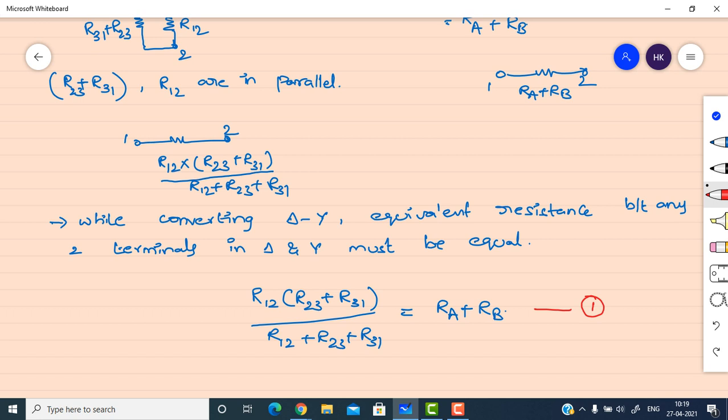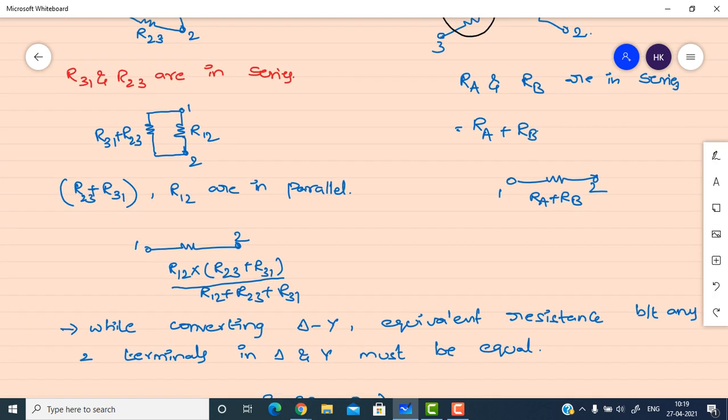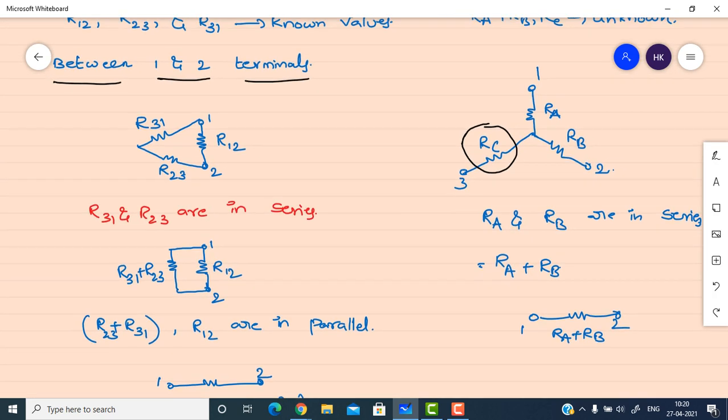So if you understand up to now, you can do it for the remaining two terminals, between 2 and 3 and between 3 and 1. So start doing, or do you have any doubt up to now? Is it clear?